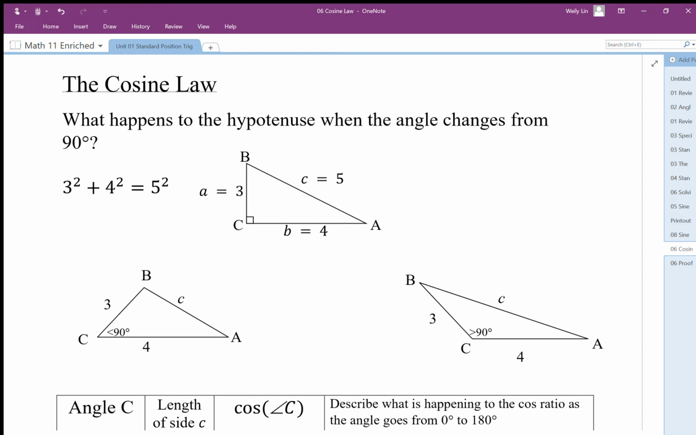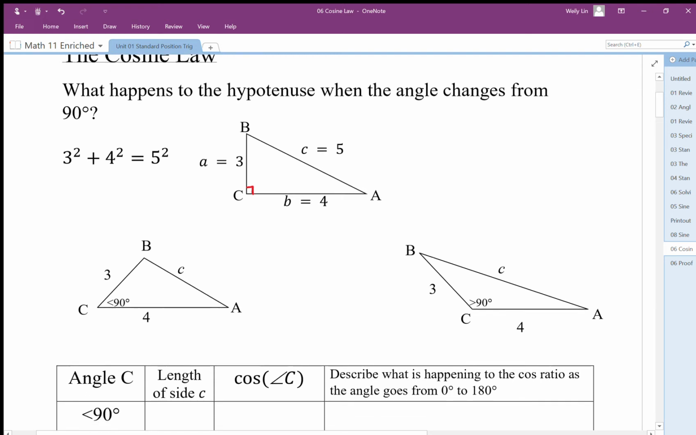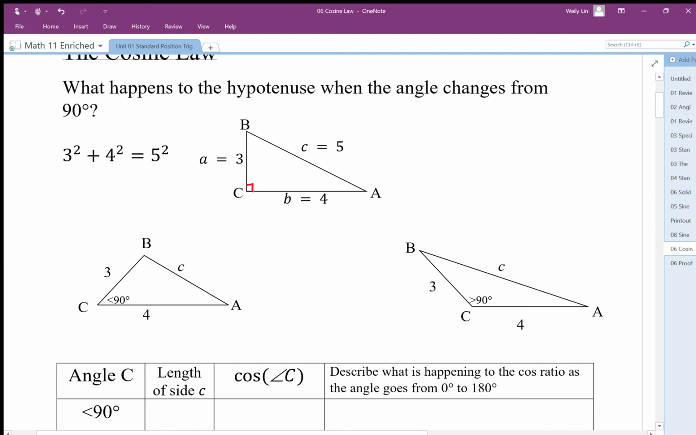Okay, so let's take a look at Pythagoras' theorem on a right triangle. Here I've got a Pythagorean triple. This could have been any right triangle, but this happens to be a Pythagorean triple: 4 squared plus 3 squared equals 5 squared. So that's a right triangle, and when the angle here is 90 degrees, we can use the Pythagorean relationship. We know that the square of this side plus the square of this side equals the square of the hypotenuse. So what happens as we change the angle from 90 degrees?